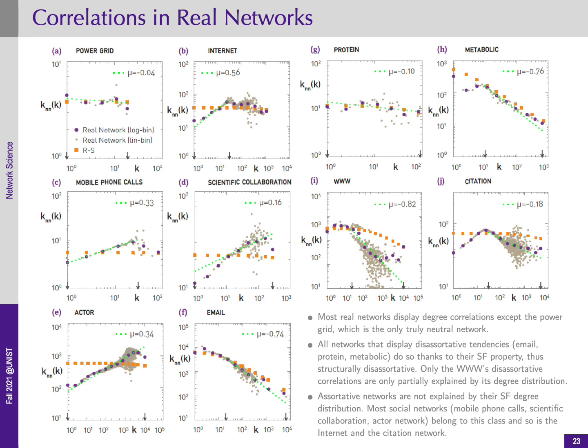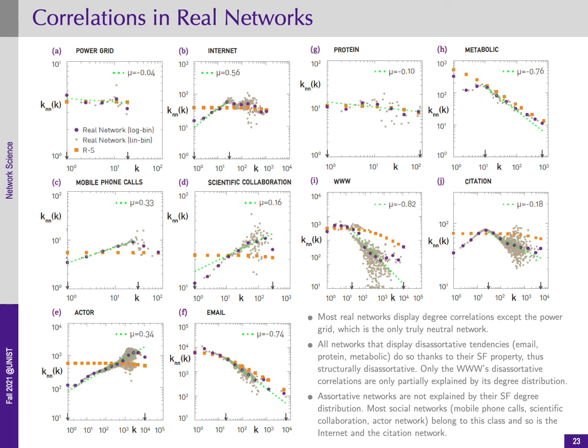So most empirical networks observed in the real world show either structurally induced disassortativity, or structure-independent, power-law-independent assortativity, which is the main signature of social networks.